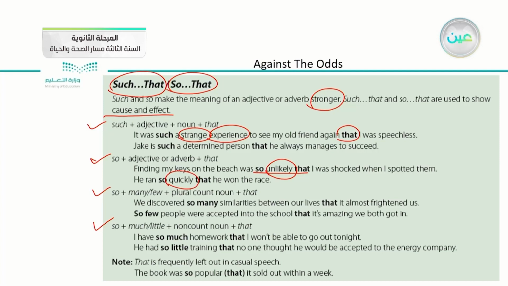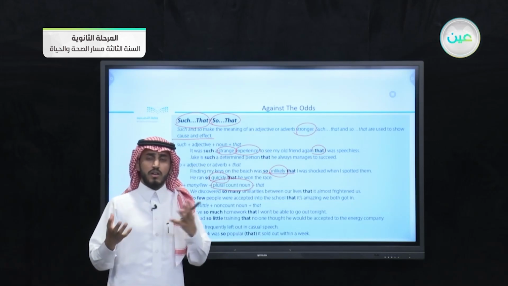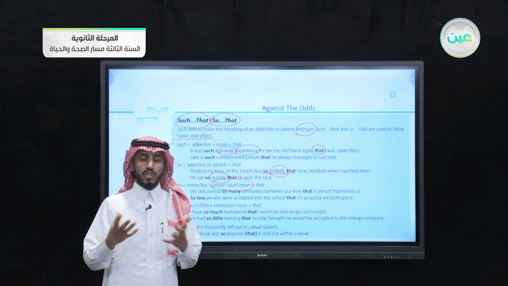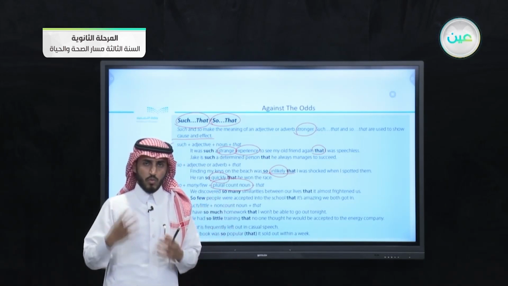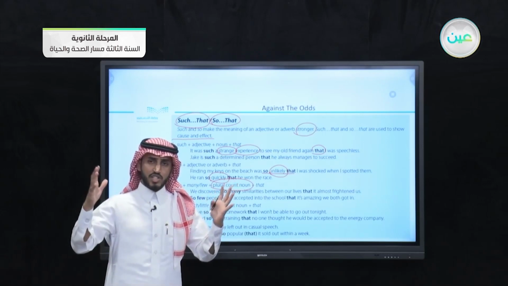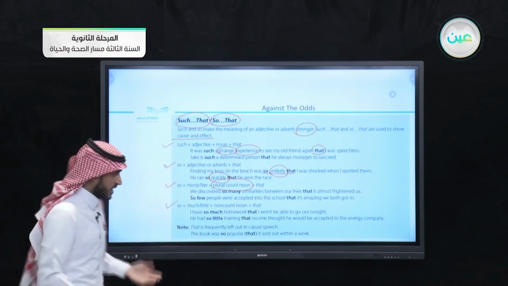In the third type, we use so when it's followed by many or few, and many and also the word few are used with plural count nouns. So when we are talking about the quantities of some things, we use many and few. We use these two words if we have countable nouns. We use many if we have a large quantity of something, and we use a few if you have just a little amount of that thing.